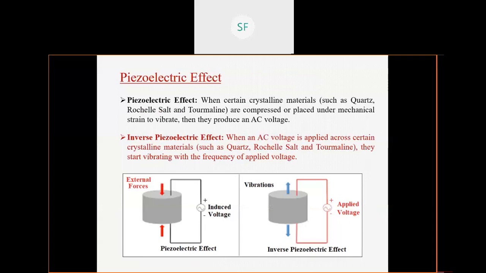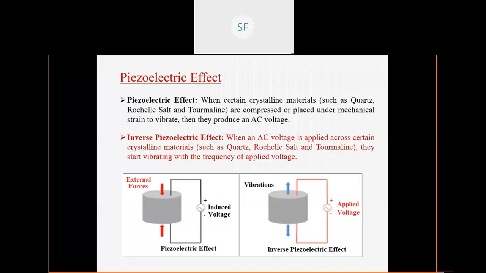Now, before discussing the particular crystal oscillator, you should know this piezoelectric effect. It is very important. What do you mean by piezoelectric effect? And similarly, the inverse of that will be the inverse piezoelectric effect. The word piezo has its root in the Greek language. Basically, piezo stands for to squeeze or to press something, right? So what is the piezoelectric effect?